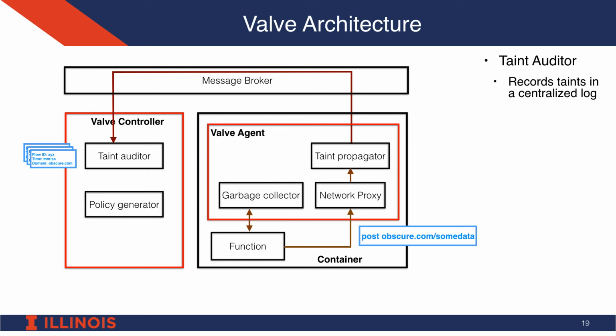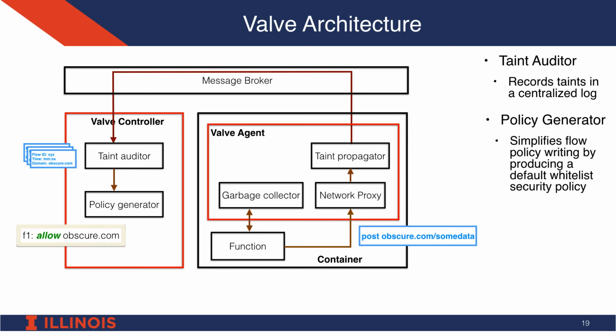The policy generator in the Valve controller looks at this taint log and produces an allow rule for every flow observed by the taint auditor. During this application profile phase, the default whitelist policy is presented to the workflow developer. This default policy not only serves as a starting point for iterative policy refinement but also simplifies flow policy writing greatly for the developers. After the default policy is derived, Valve can be switched into enforcement mode.